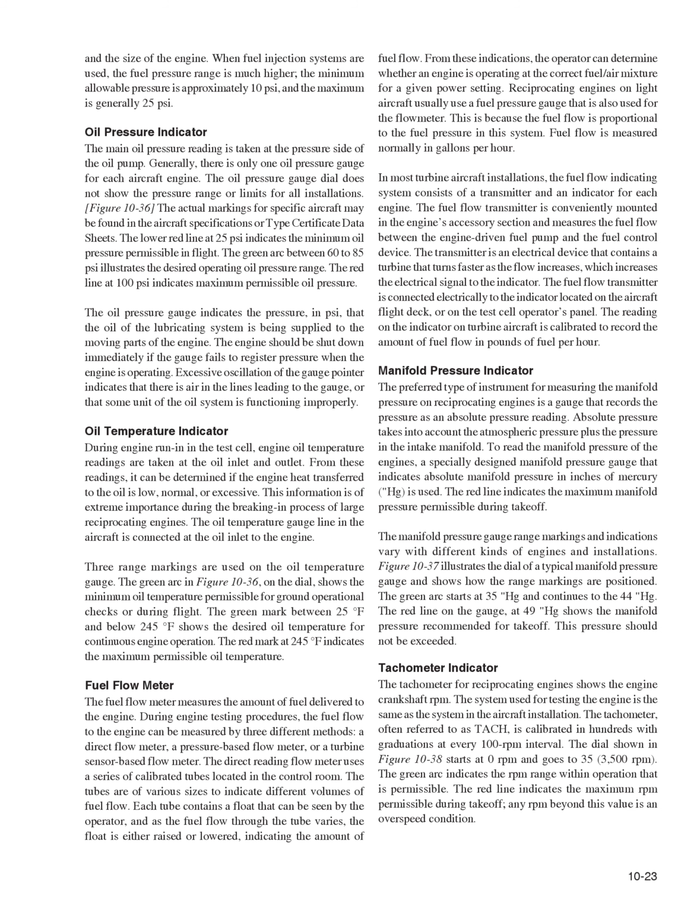The oil temperature gauge line in the aircraft is connected at the oil inlet to the engine. Three range markings are used on the oil temperature gauge. The red mark in Figure 10-36 on the dial shows the minimum oil temperature permissible for ground operational checks or during flight. The green mark between 25 degrees Fahrenheit and below 245 degrees Fahrenheit shows the desired oil temperature for continuous engine operation. The red mark at 245 degrees Fahrenheit indicates the maximum permissible oil temperature.